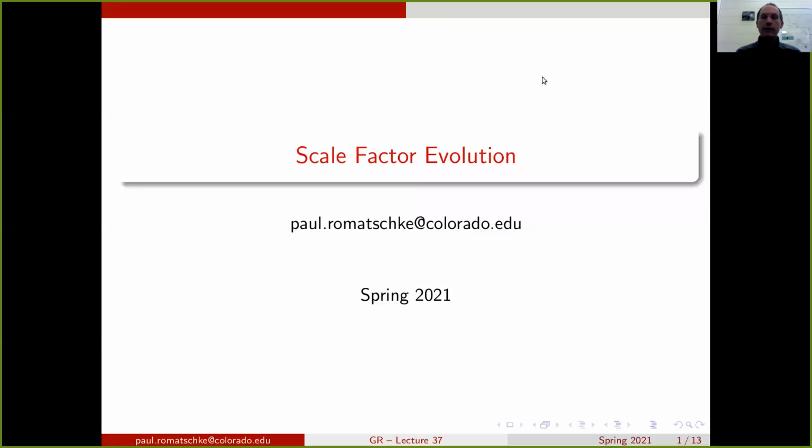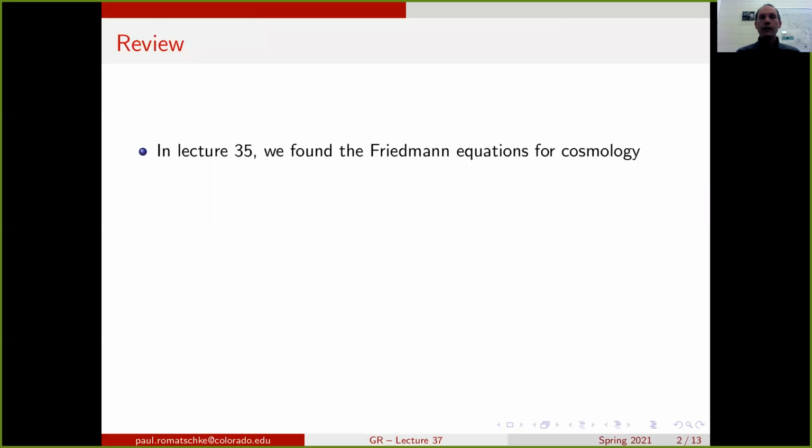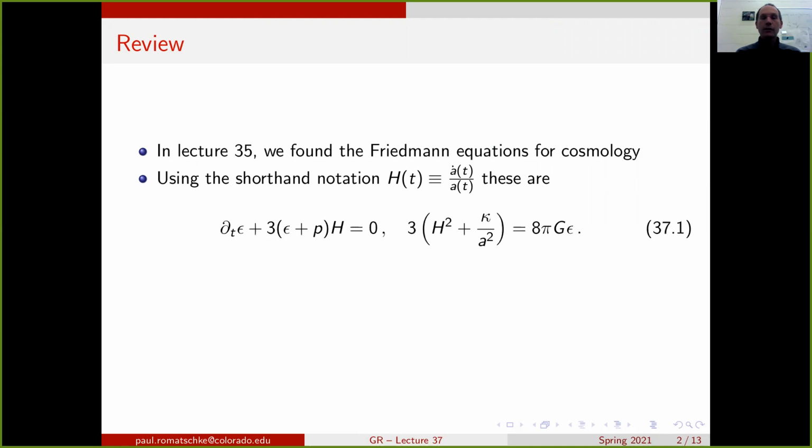Welcome to lecture 37. In this lecture, I will talk about the evolution of the scale factor, mostly for flat universes. So recall that in lecture 35, we found the Friedmann equations for cosmology. Using the shorthand notation H defining the ratio of a dot over a, these equations are seen in equation 37.1, where again a is just the scale factor of the universe.